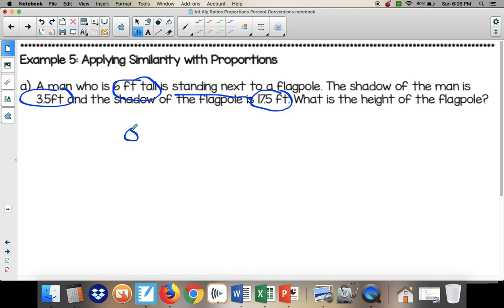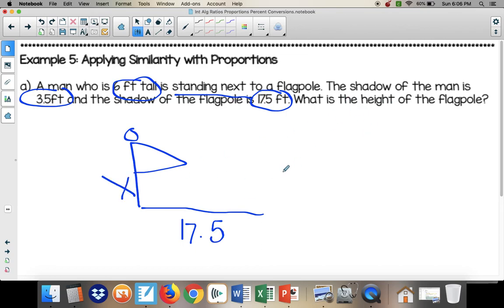All right, so we have a flagpole. And the shadow of this flagpole is 17.5 feet. And we want to know what the height is, so we don't know the height. Now a man is standing. He is 6 feet tall, and his shadow is 3.5 feet. Now from this, our shadow is shorter than our height, so we're going to be a lot taller than 17.5.